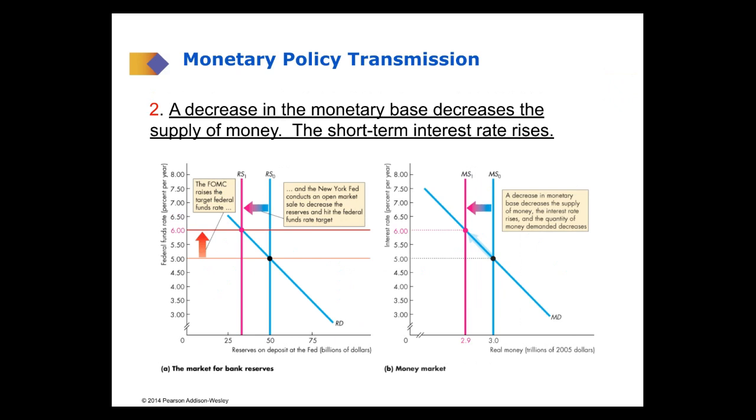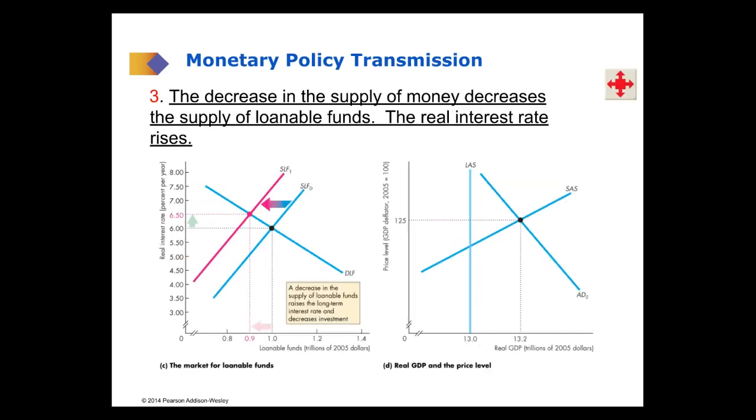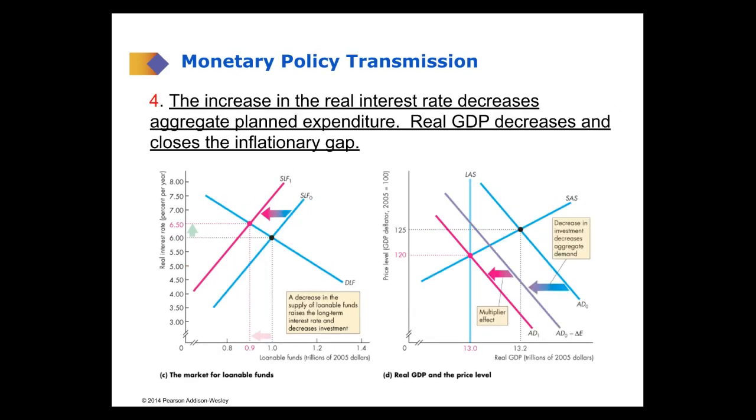We have a lower supply of money and eventually we have higher interest rates. Because we have higher interest rates, we have less investment, less expenditure, and the real GDP decreases. We close the inflationary gap, and the real GDP now again equals potential GDP, and the inflation rate is lower.